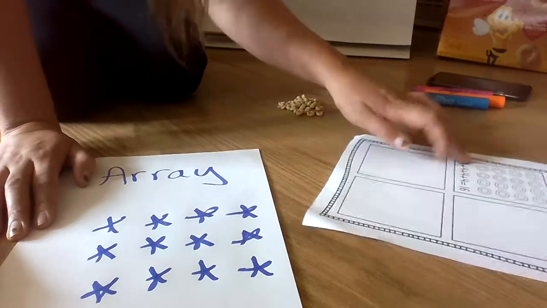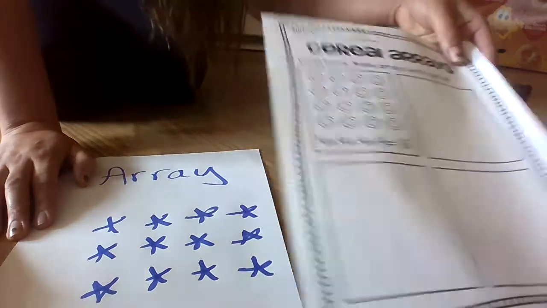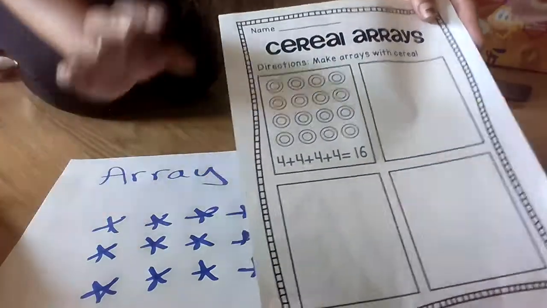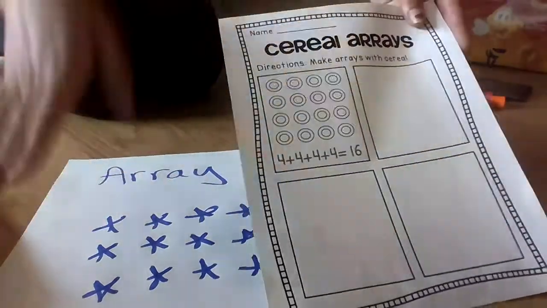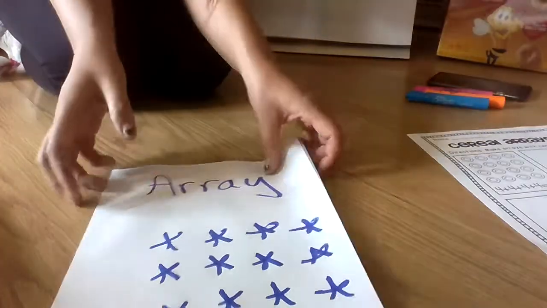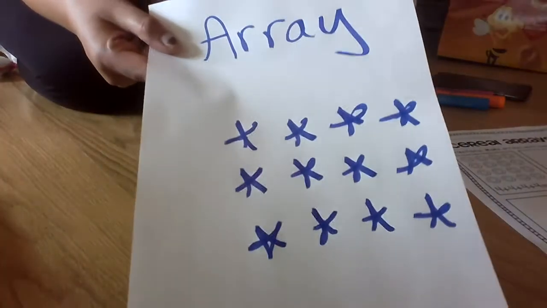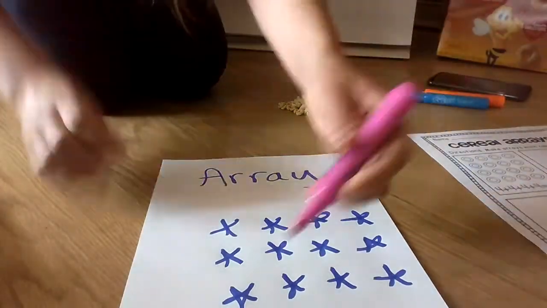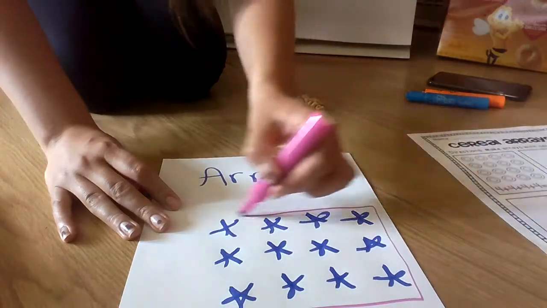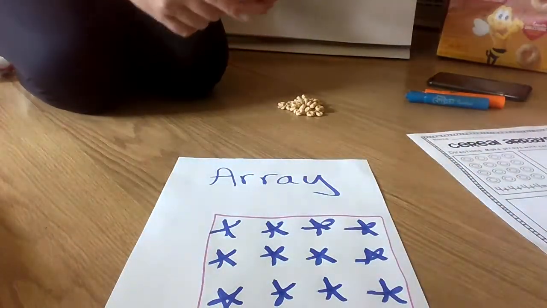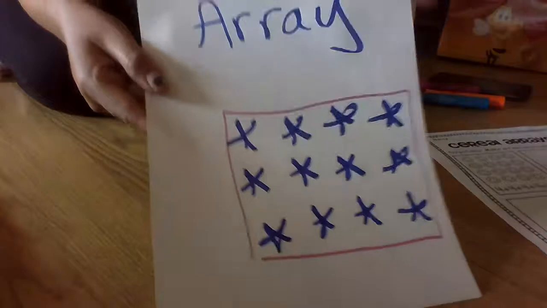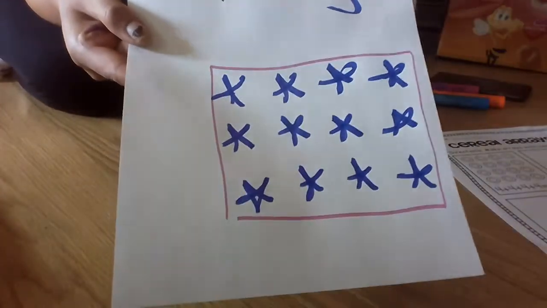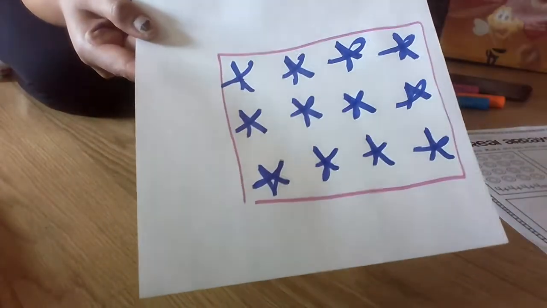So we're going to be working on this worksheet. We are going to use cereal to make arrays, but let's first review what an array is. So an array is kind of a rectangular shape. Let me highlight my rectangular design here, not quite a shape, a design. This array is rectangular because it has equal rows and equal columns.